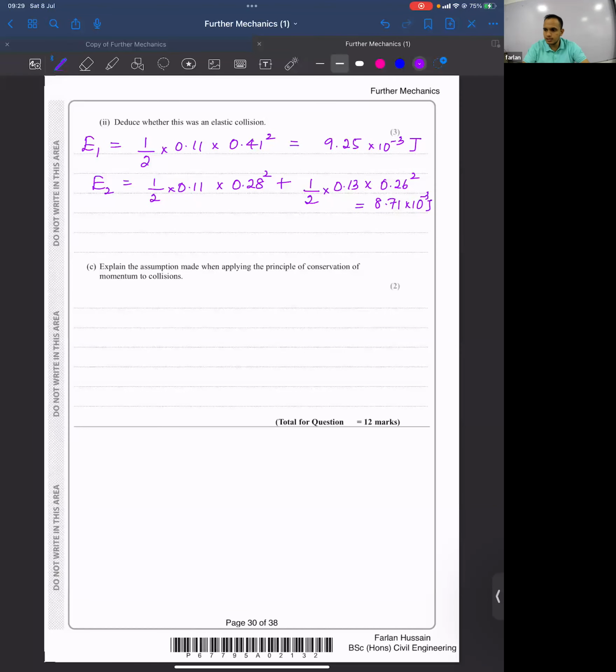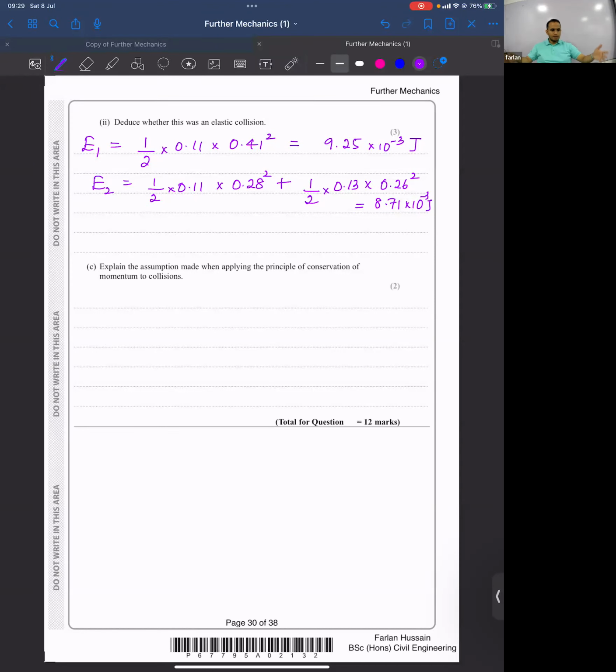Then the next part is telling you, explain the assumption made when applying the principle of conservation of momentum to collision. So when applying the conservation of linear momentum, it is applied for what? For a closed system. What does a closed system mean? There are no external forces acting.